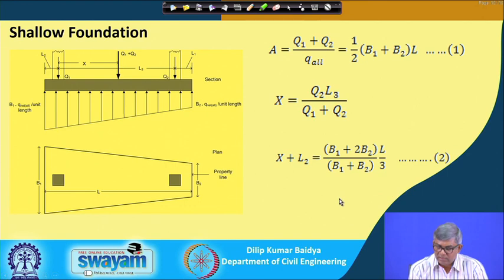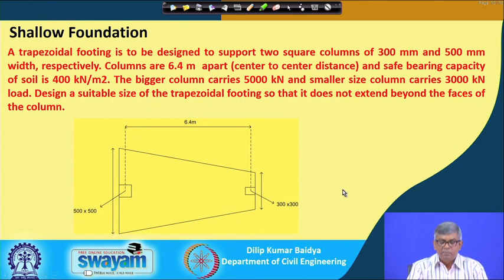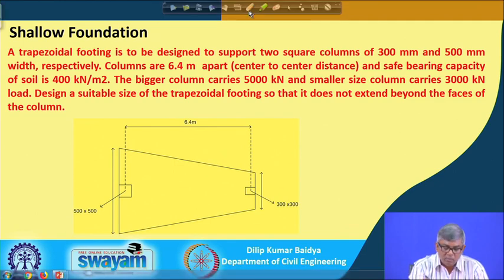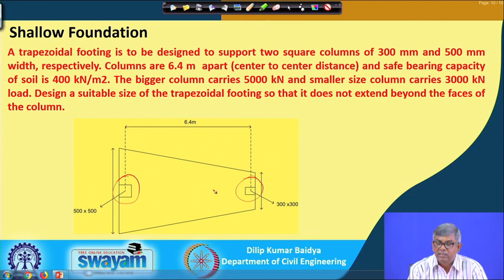Next part, I will just take one simple example. Example is given like this. You can see that a trapezoidal footing is to be designed to support two square columns of 300 millimeter and 500 millimeter. That means two columns are there, one is 500 by 500 square, another 300 by 300 square, and columns are 6.4 meter apart.